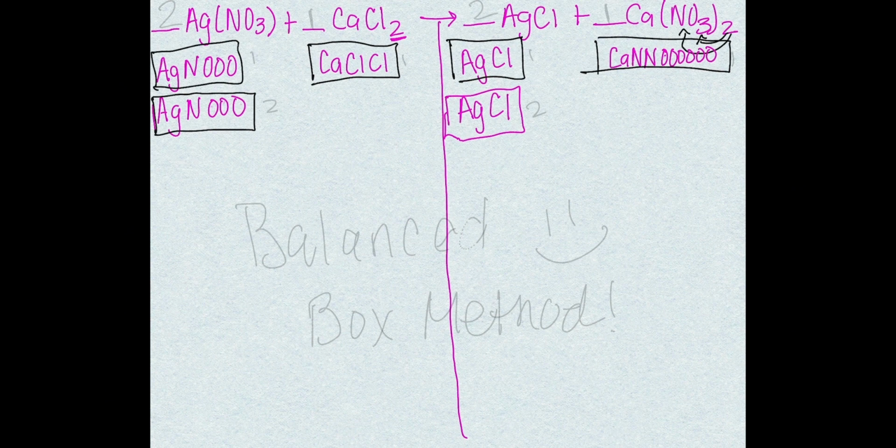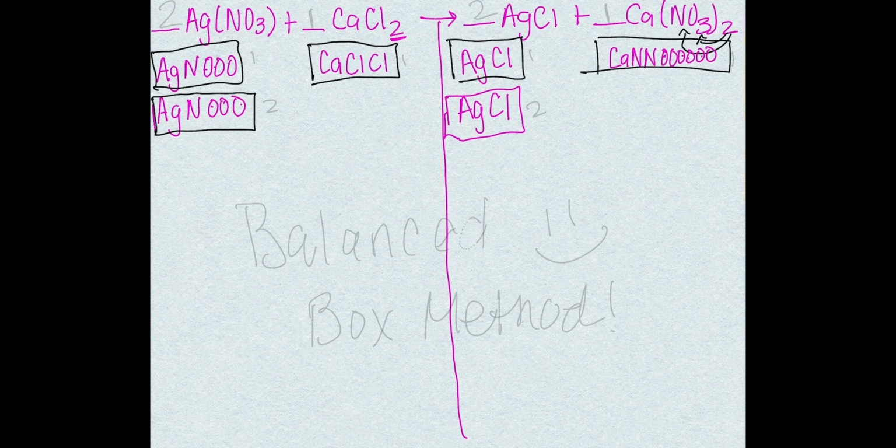Okay, so my Ags match up over here. Now my Ags and my Ns, they're good. All right. So now I'm going to look at my oxygens. I got 1, 2, 3, 4, 5, 6 on the reactant side, and I got 1, 2, 3, 4, 5, 6 on the product side. I am Gucci. I'm good right there.